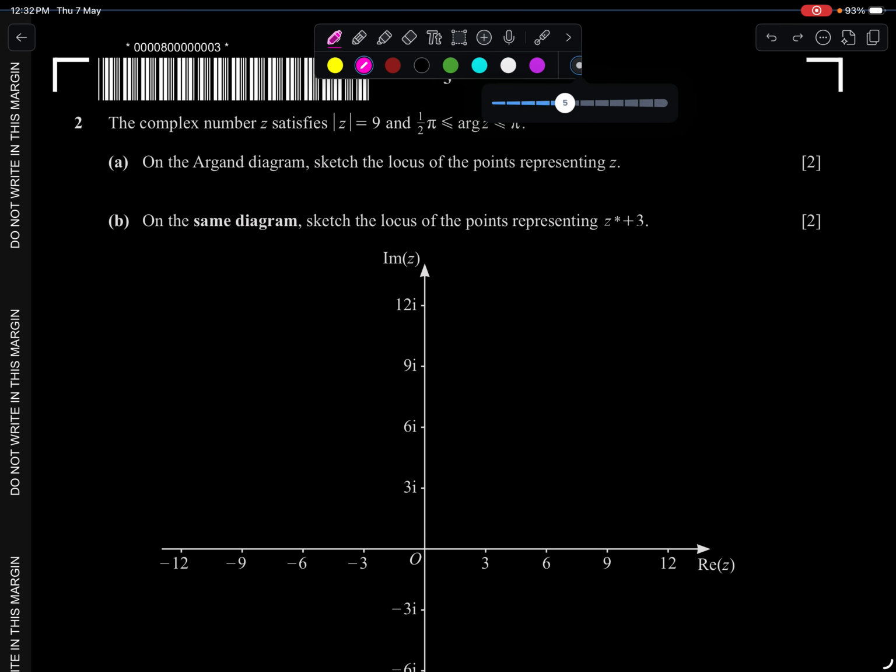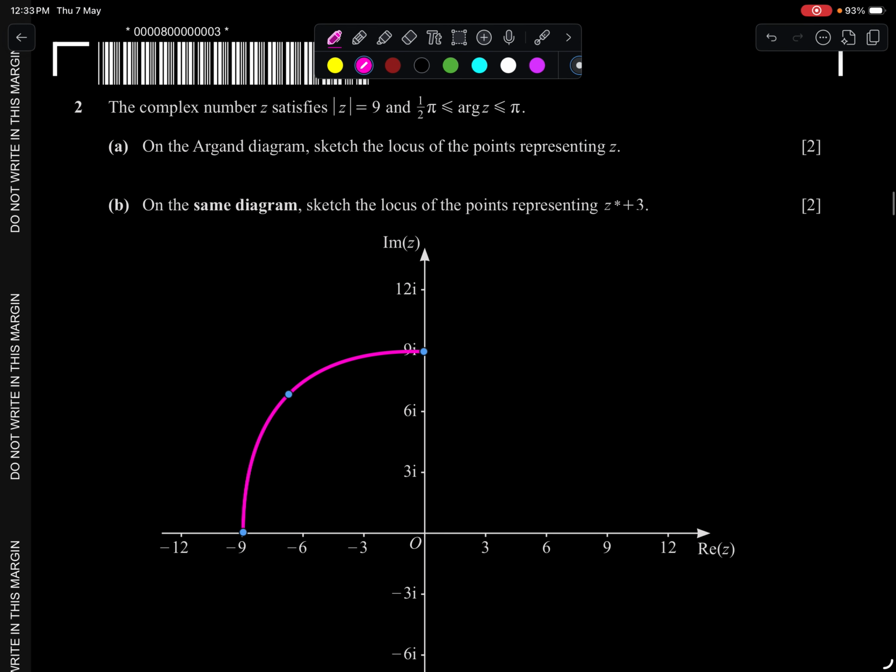Try to understand this. Don't draw a complete circle. We need an arc. In fact, quadrant. This angle is pi by 2 to pi. On the Argand diagram, sketch the locus of the points representing z. Done. This is the locus of z.